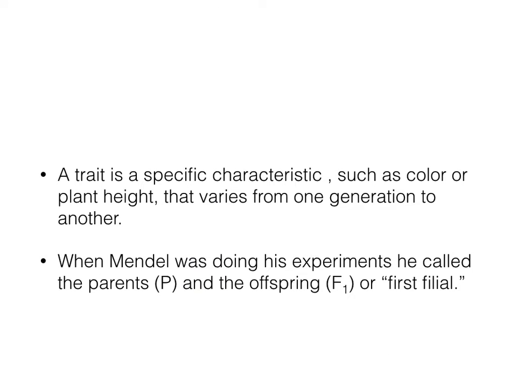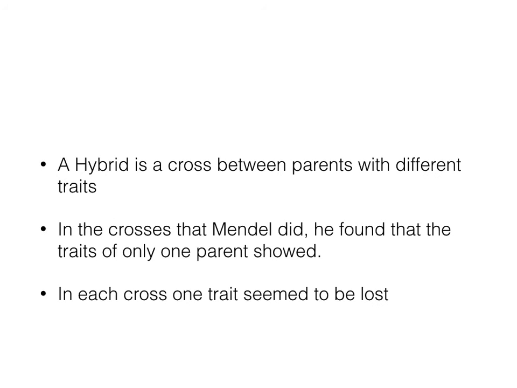A trait is a specific characteristic, such as color or plant height, that varies from one generation to another. When Mendel was doing his experiments, he called the parents the P and the offspring the F1, or first filial. We'll see that when we do our Punnett squares. It's important to make sure that you label your generations either P for parents, F1 for first filial, or F2, which we'll get to later.